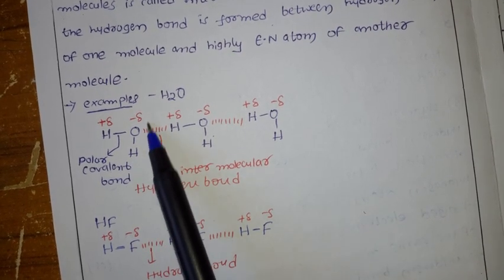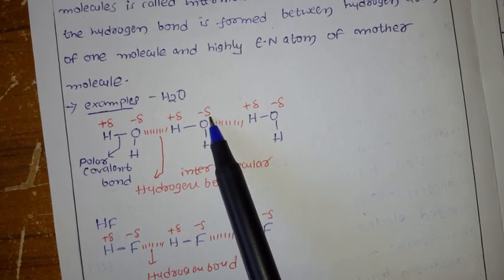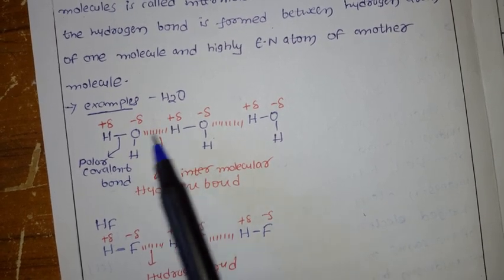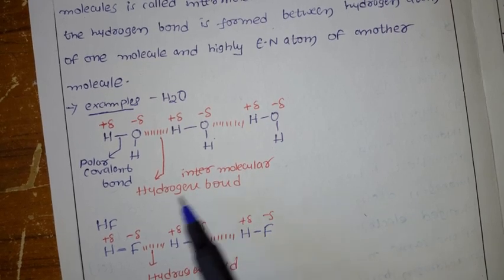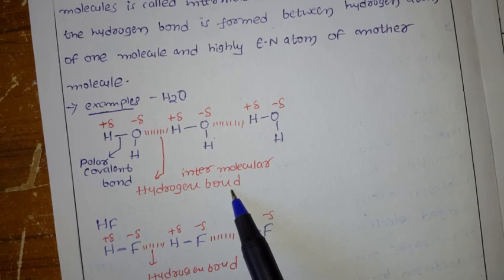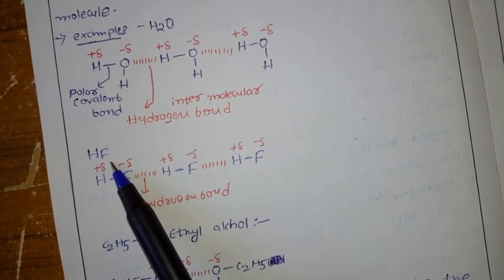Here the hydrogen atom is present in this molecule, and the oxygen atom is present in this molecule. So the two molecules are different. This type of bond is called an intermolecular hydrogen bond. This is one example of intermolecular hydrogen bond. Next, come to the second molecule, hydrofluoric acid.